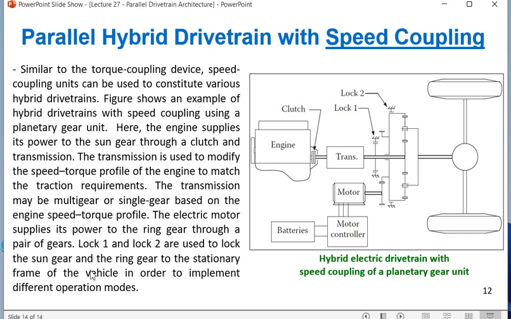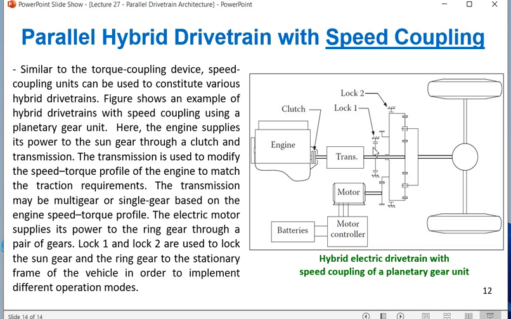So what are the jobs of these two? This you have to explain clearly. So lock 1 and lock 2 are used to lock the sun gear and the ring gear to the stationary frame of a vehicle in order to implement the different operational modes. So lock 1 is actually the lock for sun gear and lock 2 is actually the lock for ring gear. So these two are actually attaching the gears to the frame of the vehicle in order to implement the different operational modes. So these are actually the controller of the coupling.